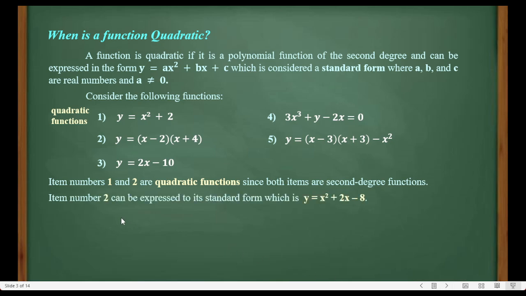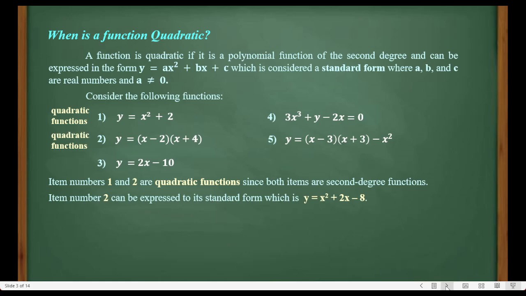In item number 2, it can also be easily identified as a quadratic function because we can transform this to standard form by multiplying the two binomial factors using the FOIL method. If we multiply these two using the FOIL method, you will notice that the obtained product would be x squared plus 2x minus 8. And this equation is the same as that equation given in number 2. So indeed, number 2 is just like number 1, a quadratic function.